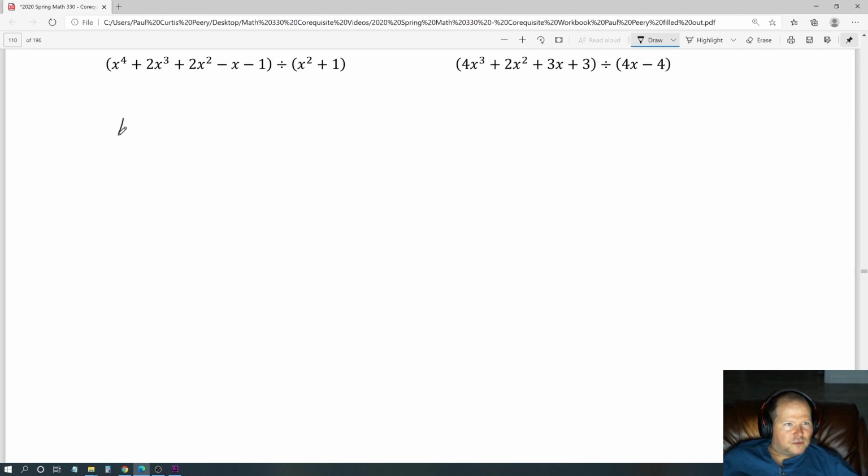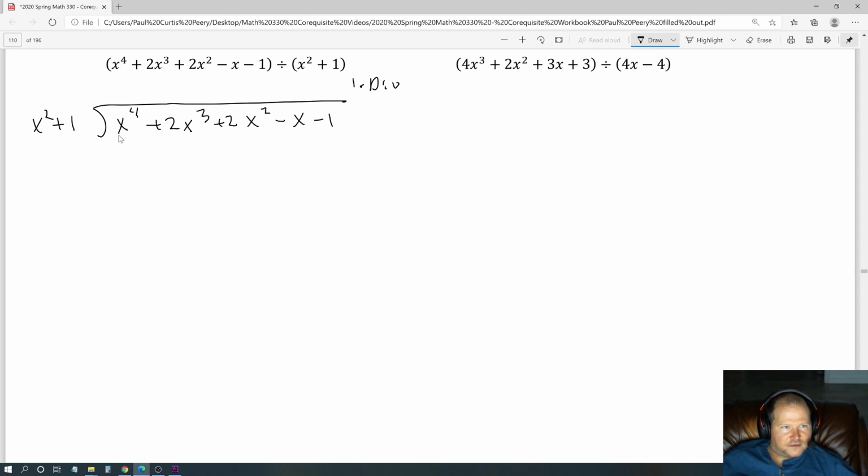So we are going to write x to the fourth plus 2x cubed plus 2x squared minus x minus 1, and we are going to divide that whole thing by x squared plus 1. So first step is we are going to divide.